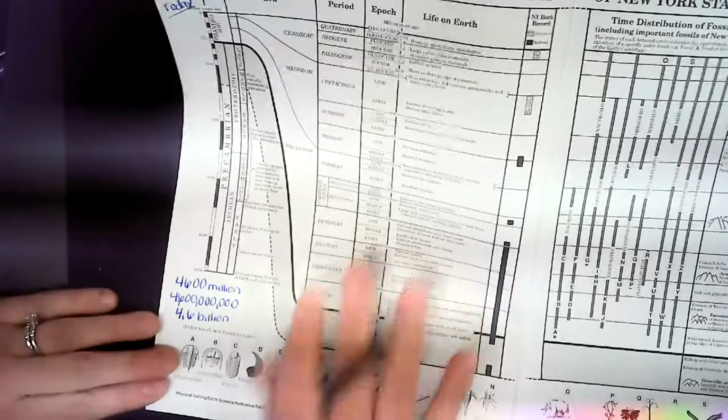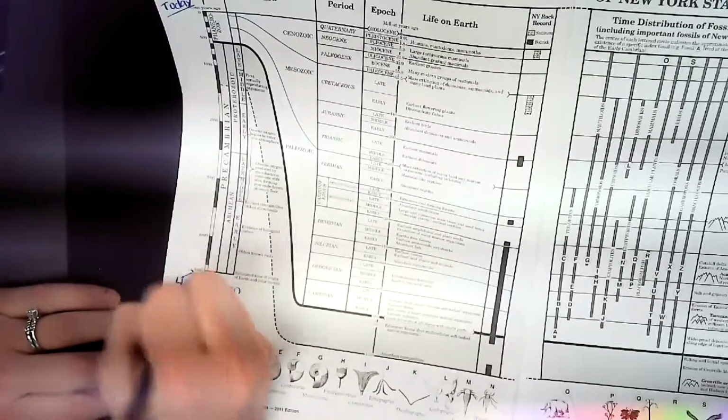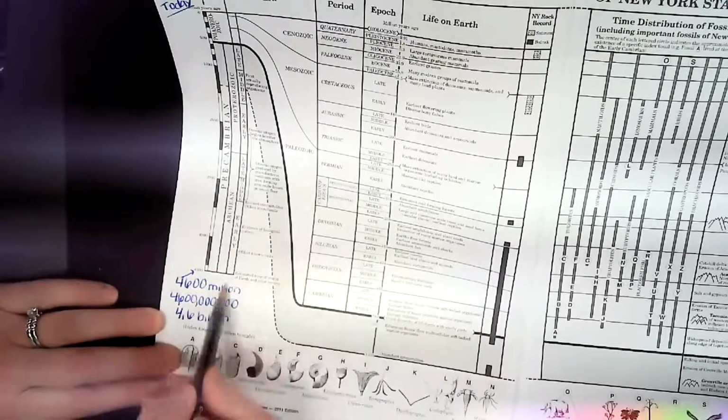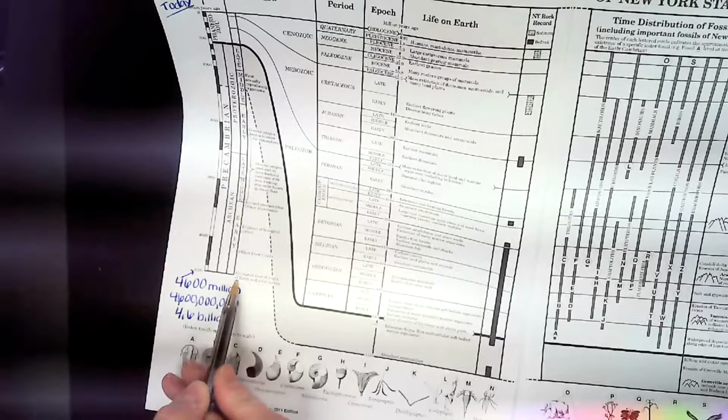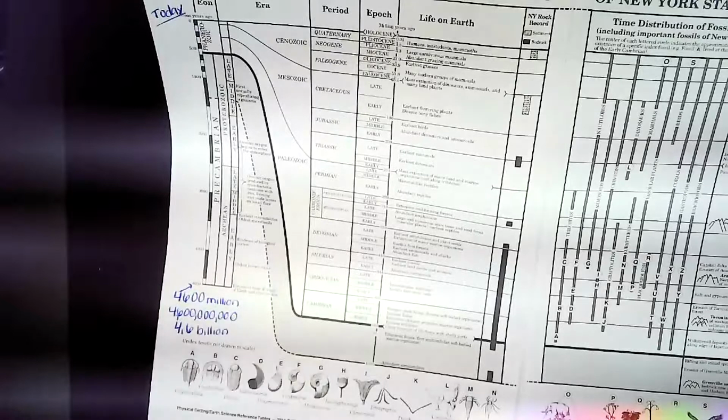That, by the way, if you notice right where it's labeled, what is that labeled? Right next to estimated origin of Earth and the solar system. So in other words, that's when the Earth was born. That's how old the Earth is, 4,600,000,000.